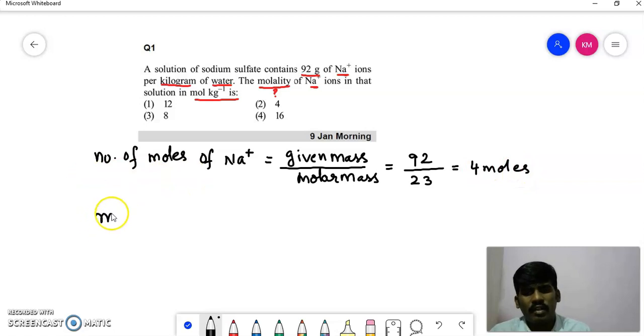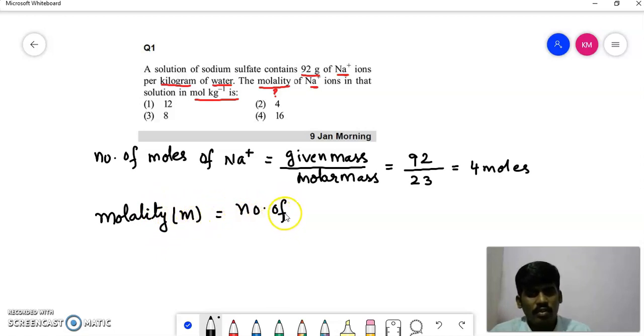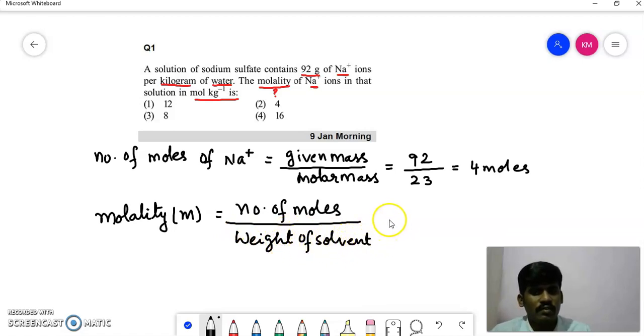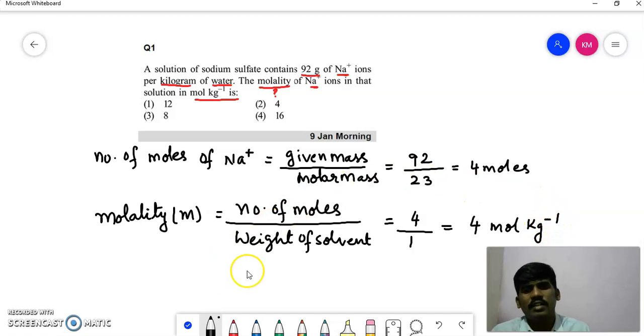But we have to calculate the molality. Molality is the concentration term, which is nothing but the number of moles of solute dissolved in 1 kg of solvent. So number of moles upon weight of solvent. The number of moles we have already calculated, that is 4. The weight of solvent is already given, that is 1 kilogram of water. So the answer is 4 mole per kg, or 4 mole kg inverse, which is option 2. Hope you understand, children.